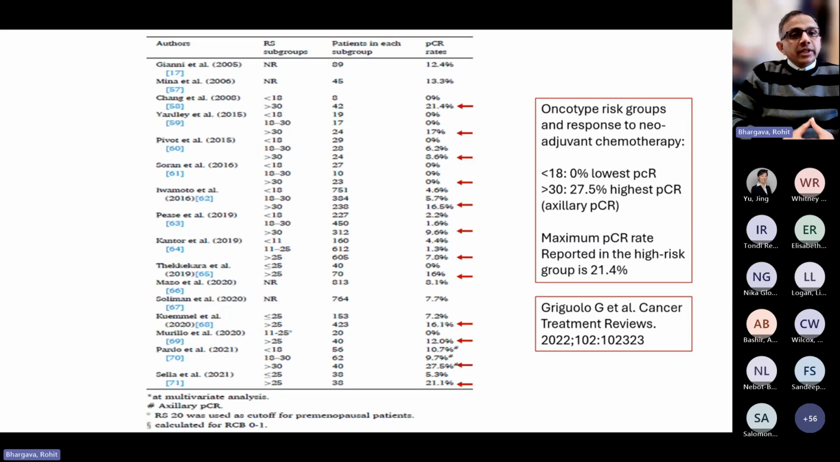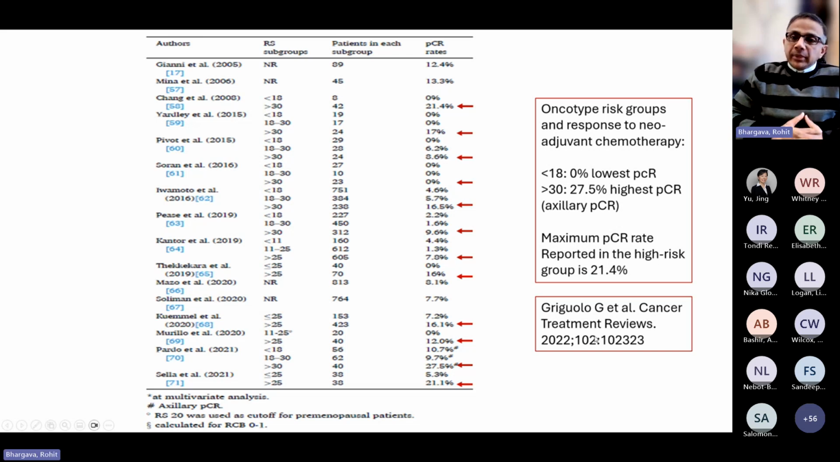What's the data out there for gene expression profiling based assays? This is a review article which gives you the PCR rate based on the Oncotype scores on the pre-therapy core biopsies. You will notice that the highest PCR reported is actually 21.4. There is also one study which shows 27.5, but that's talking about the axillary PCR. So the maximum PCR rate reported with Oncotype in the high-risk group is 21.4.